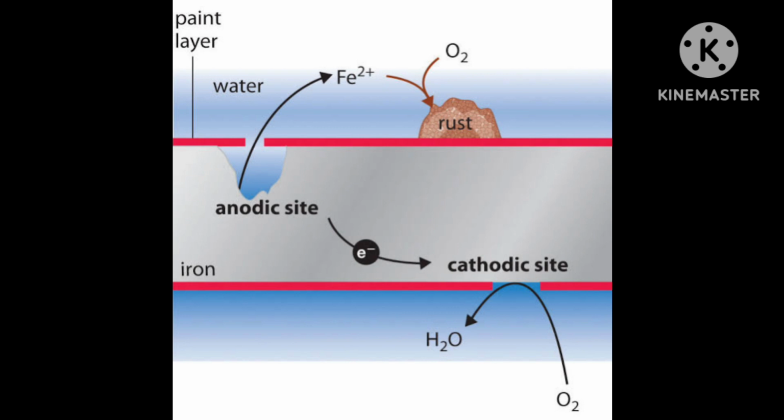Corrosion is always a concern wherever iron or metal is going to be used, so they will put some sacrificial anode.